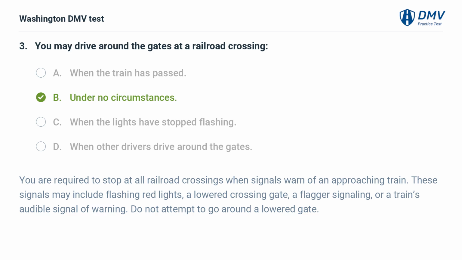B. under no circumstances. You are required to stop at all railroad crossings when signals warn of an approaching train. These signals may include flashing red lights, a lowered crossing gate, a flagger signaling, or a train's audible signal of warning. Do not attempt to go around a lowered gate.